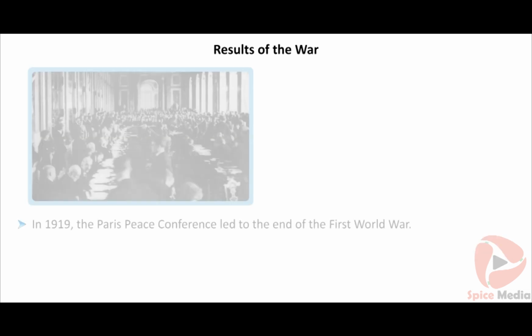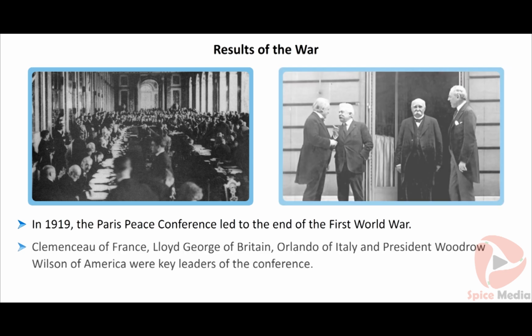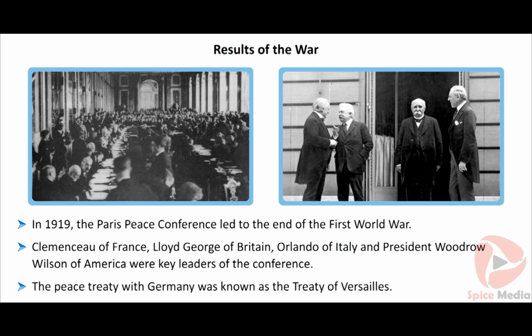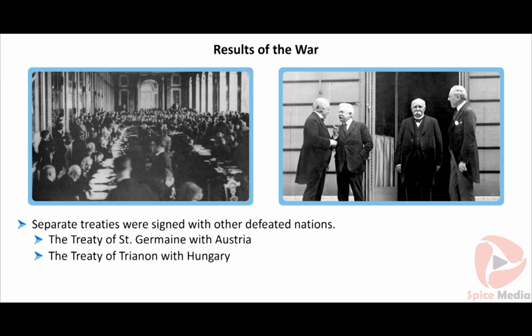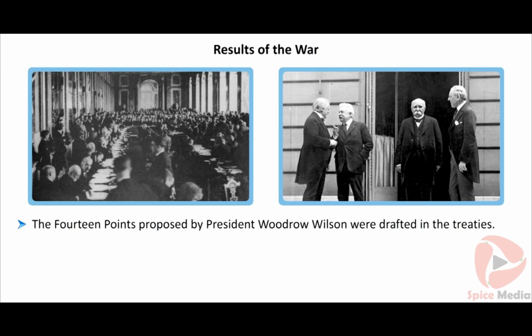Results of the war. In 1919, the Paris Peace Conference led to the end of the First World War. Clemenceau of France, Lloyd George of Britain, Orlando of Italy, and President Woodrow Wilson of America were key leaders of the conference. The peace treaty with Germany was known as the Treaty of Versailles. Separate treaties were signed with other defeated nations: the Treaty of Saint-Germain with Austria, the Treaty of Trianon with Hungary, the Treaty of Neuilly with Bulgaria, the Treaty of Sevres with Turkey. The 14 points proposed by President Woodrow Wilson were drafted in the treaties.